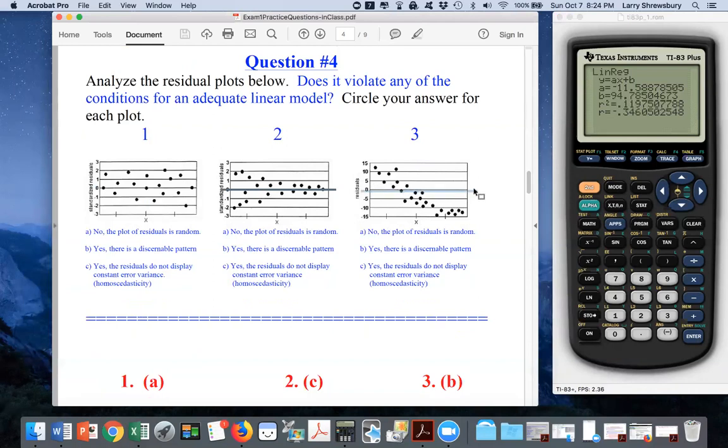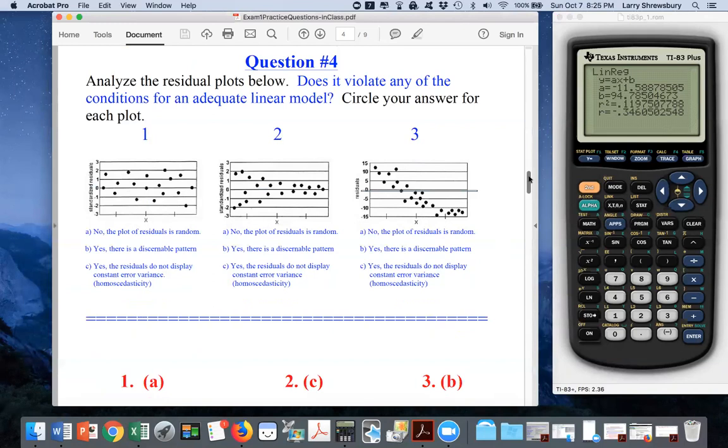And then over here on this one, you see a pattern in there. Now, for a scatter plot, you love to see a pattern, but not in a residual plot. That's violating a condition for the adequate linear model. So for 2 and 3 here, for these residual plots, the conditions are not met for the linear model, for this statistical technique we're using. It's when your residual plot looks like this.